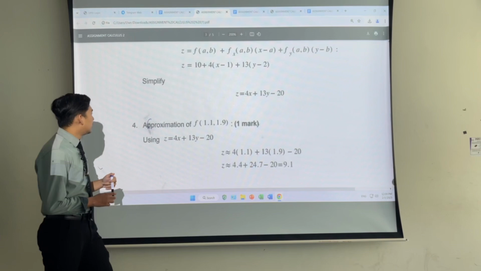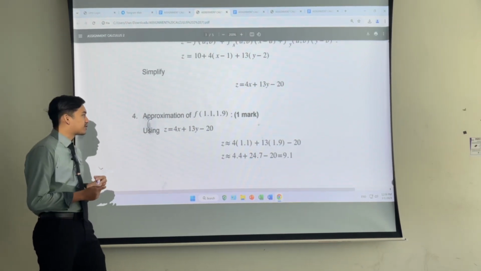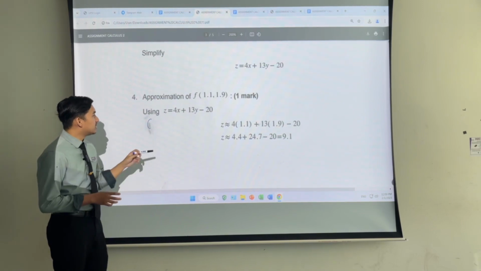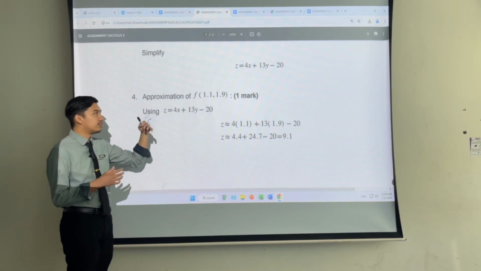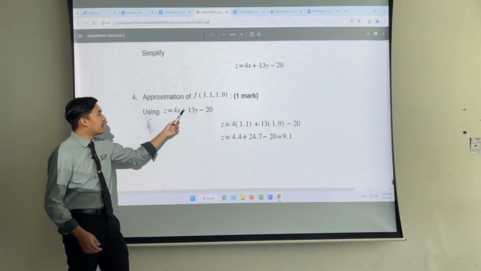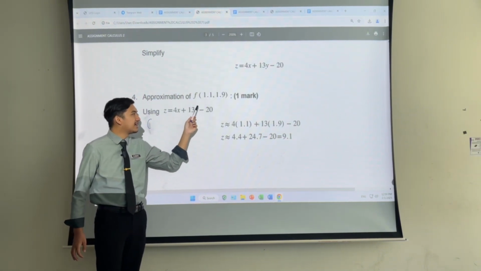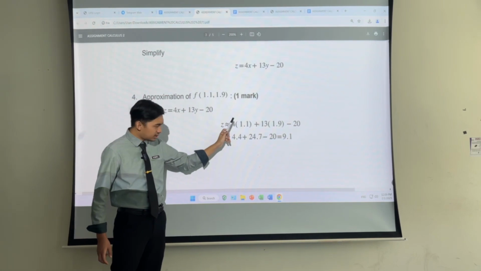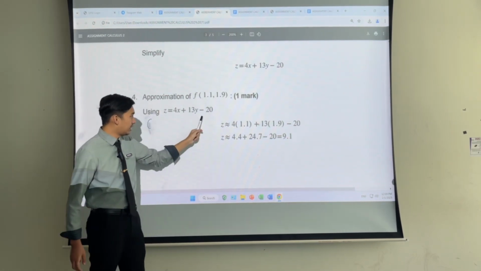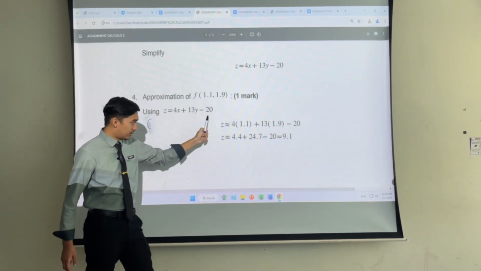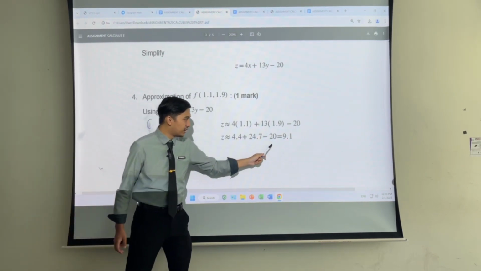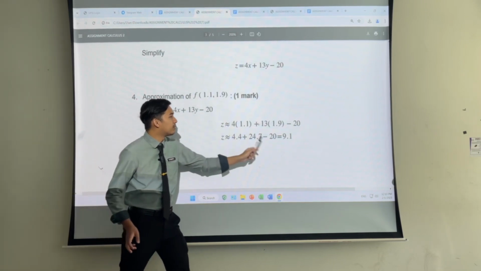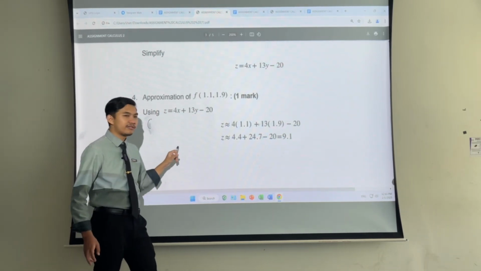Okay, so the last step is the approximation of f(1.1, 1.9). Using the equation from before, z equals 4x plus 13y minus 20. This is the symbol of approximation, and we just substitute the values into the equation: x is 1.1 and y is 1.9. So we get the final answer 9.1. Okay, so that is 1 mark, and the total mark for this question is 5 marks only.